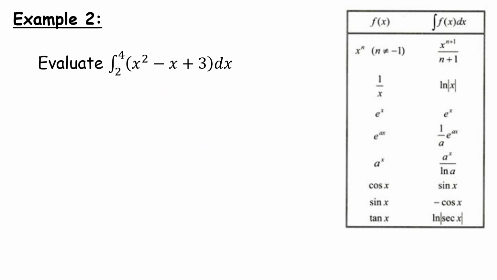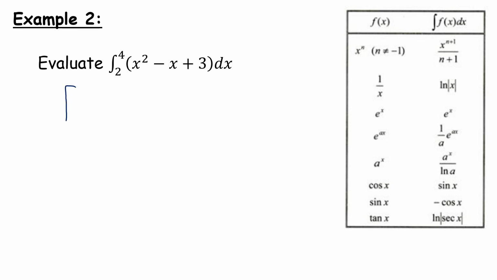So let's look at one that has multiple terms. Just like when we are differentiating, when we integrate multiple pieces, we integrate each piece individually. So again, you can see that this is a definite integral. It asks us to evaluate, so our answer is going to be a number, and it also gives us those limits of integration, so 2 and 4.